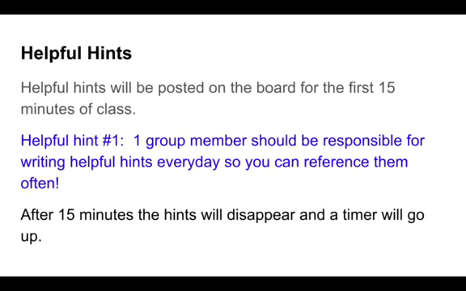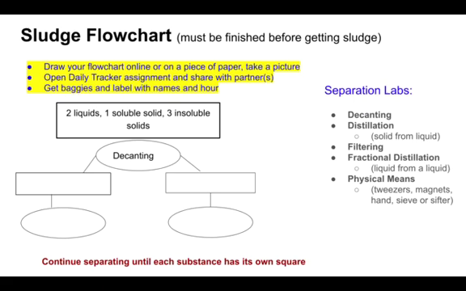All right, so the next thing is that each day there will be a helpful hint posted on the board for the first 15 minutes of class. For example, your first helpful hint is that one group member should be responsible for writing helpful hints down every day so you can reference them often. So maybe that's something that you do right now. After 15 minutes, these hints will disappear and a timer will go up to let you know how much time you have left in lab so you can budget that appropriately.